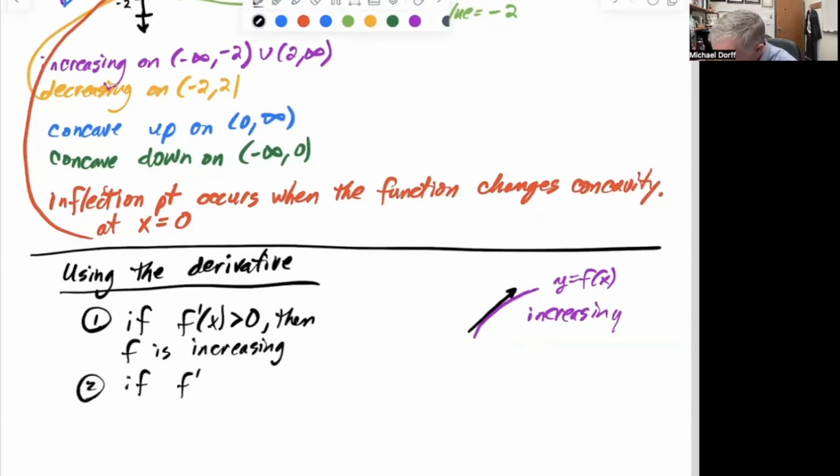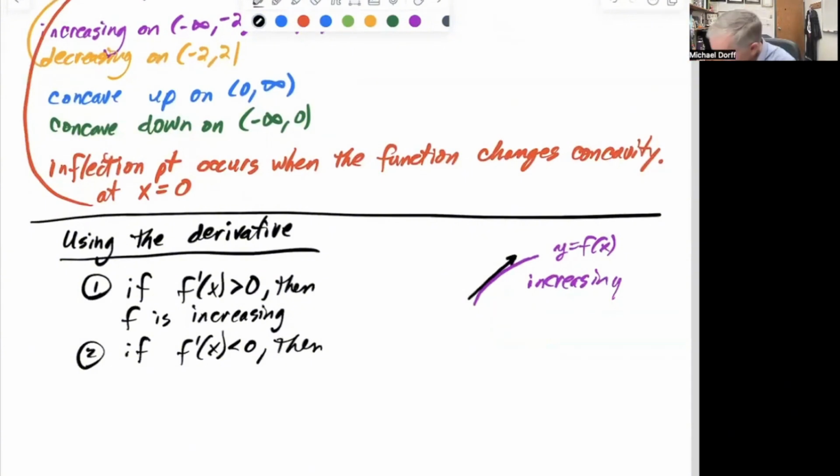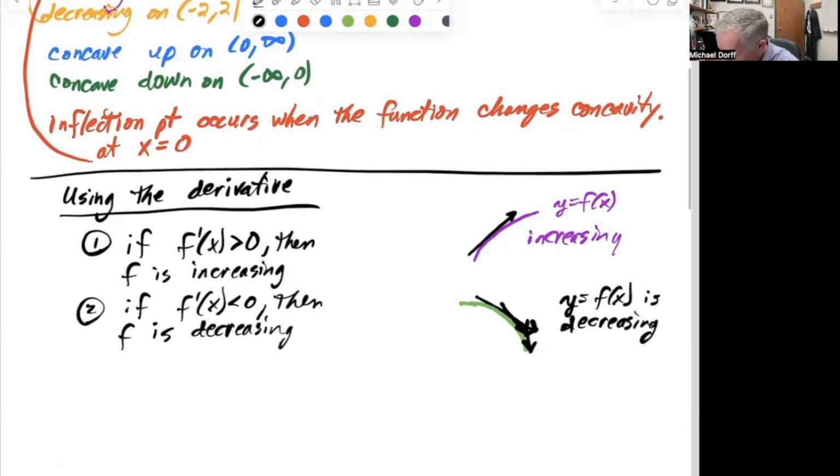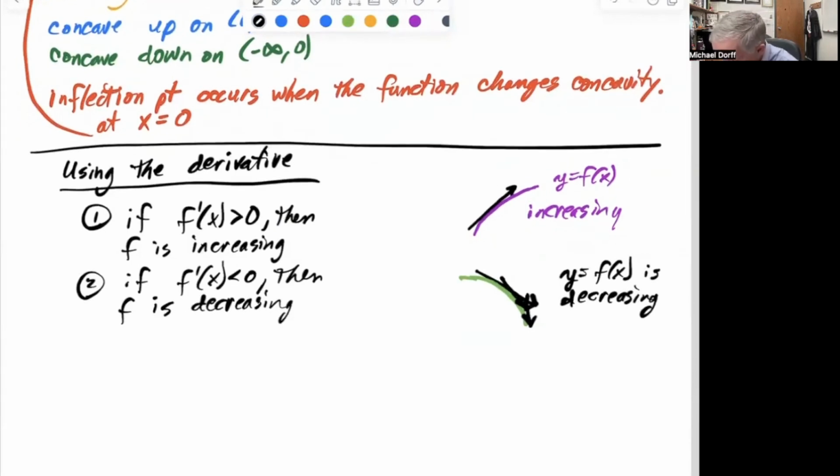Similarly, if the derivative is less than 0, since the derivative represents the slope of the tangent line, the slope of the tangent line is going down, and it's going down for every point along a certain interval here. So then the function y equals f of x is decreasing on this part. So f is decreasing. The derivative is less than 0, it's decreasing. If the derivative is greater than 0, it's increasing.